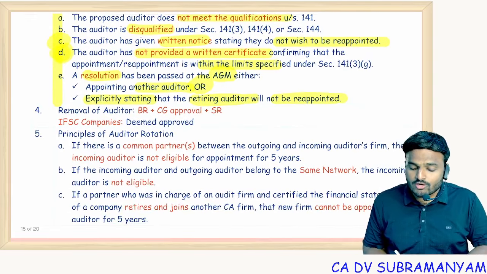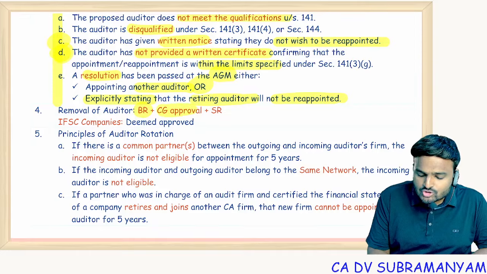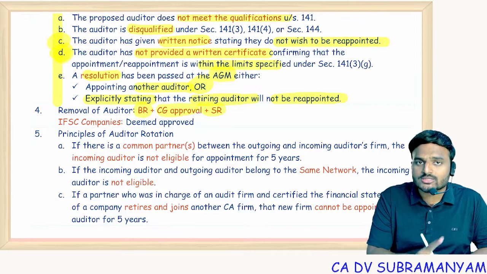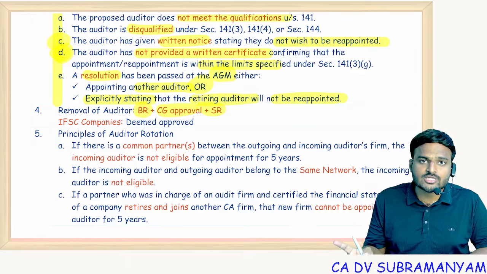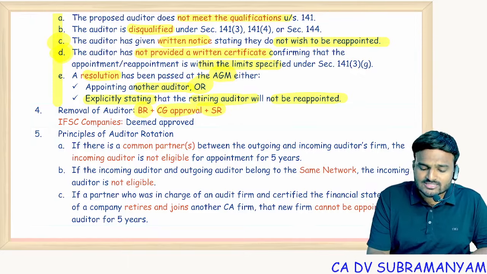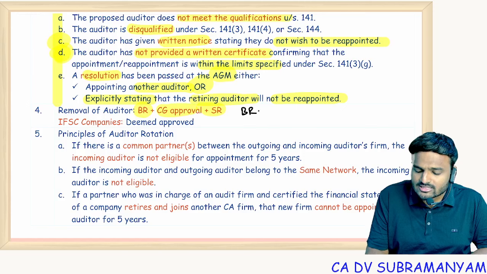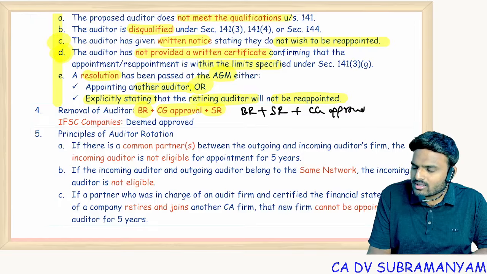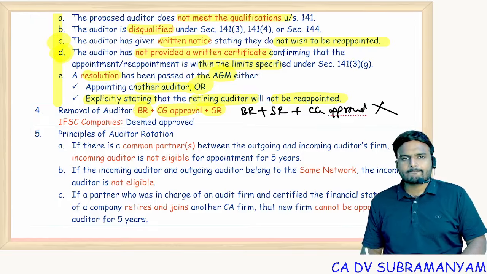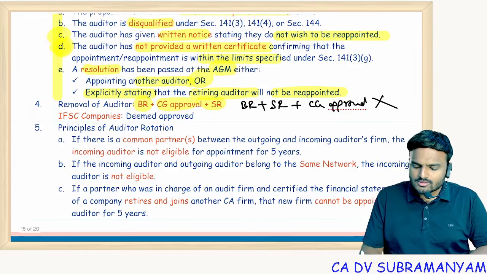And for removal of auditor, what? The sequence should be like this: first board resolution, next CG approval, next special resolution. Don't interchange. In many questions I have seen board resolution, special resolution, CG approval. Allowed or not allowed? Not allowed. This kind is not allowed.